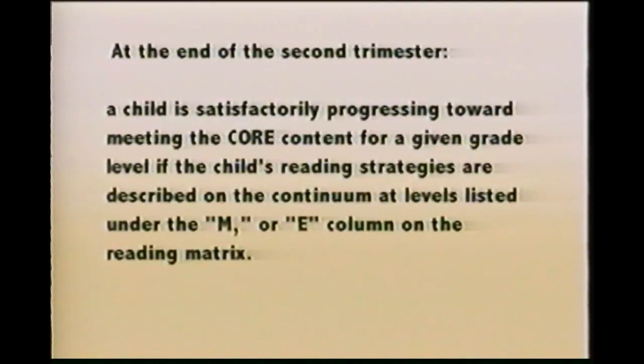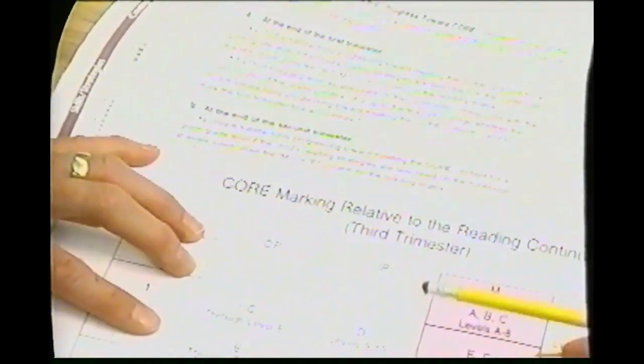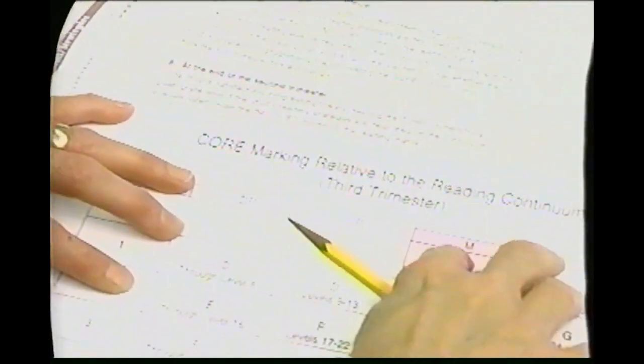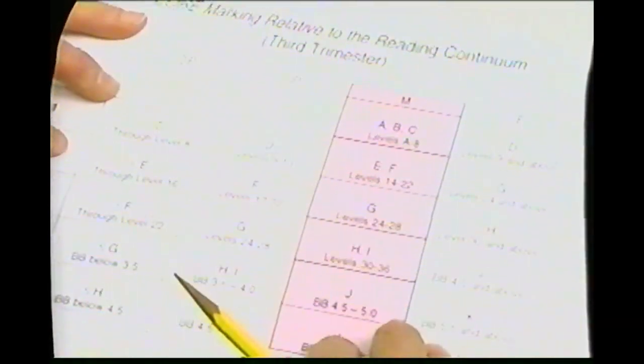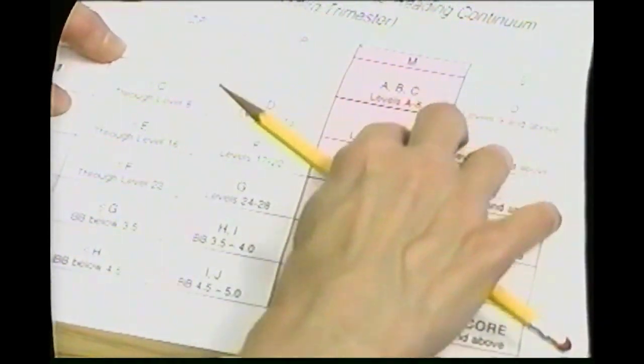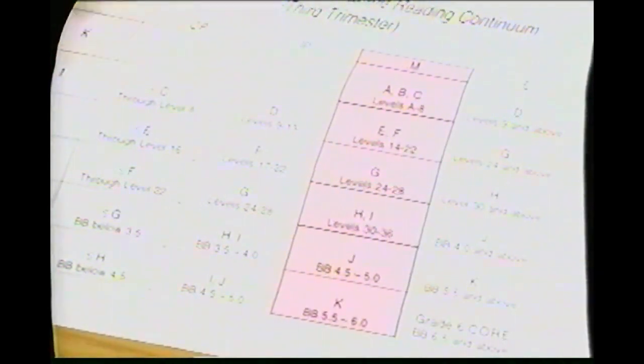At the end of the second trimester, a child is satisfactorily progressing toward meeting the core content for a given grade level if the child's reading strategies are described on the continuum at levels listed under the M or E column on the reading matrix. So at the end of second trimester, we would be able to automatically say yes if the child were already in either of these columns.